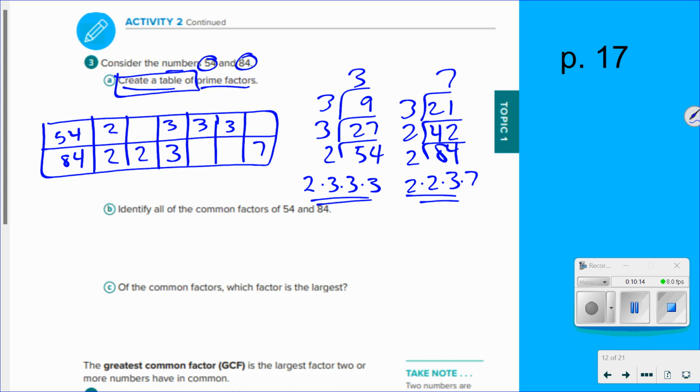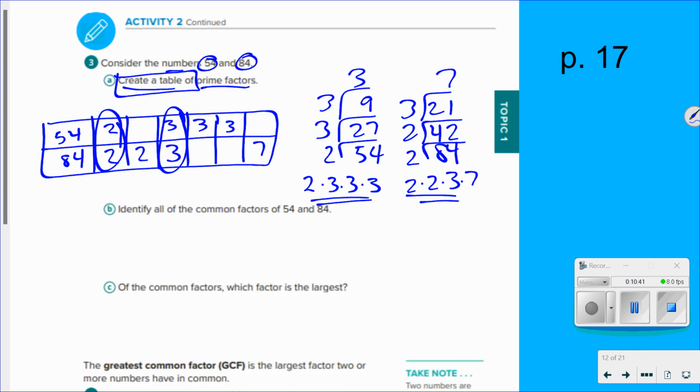So we have a lot of blanks in our chart, but we now have all of their factors listed, and we can now find our common factors, correct? So which ones do they have in common? 3 and 2. Good. So they both have a 2. They both have a 3. If they both have a 2 and a 3, what's the other one that they would have?